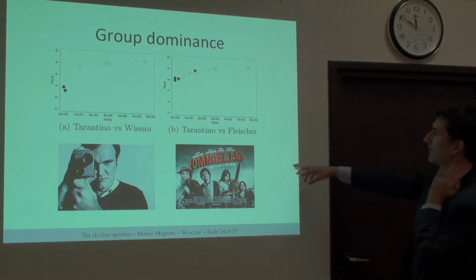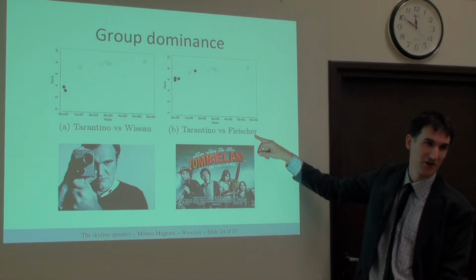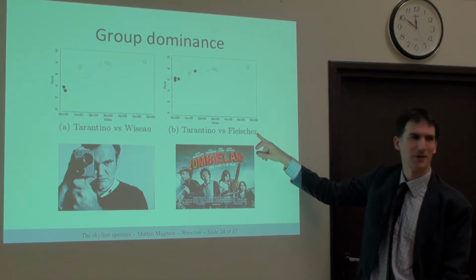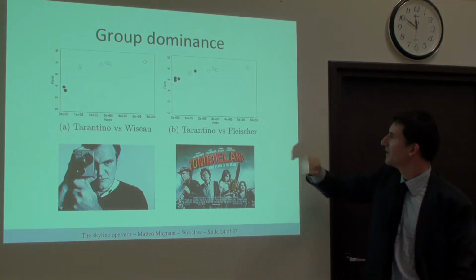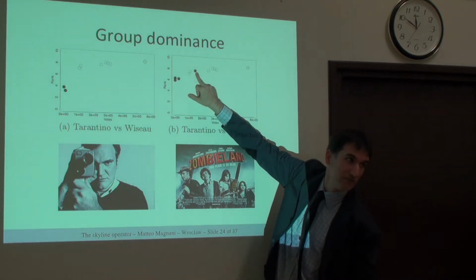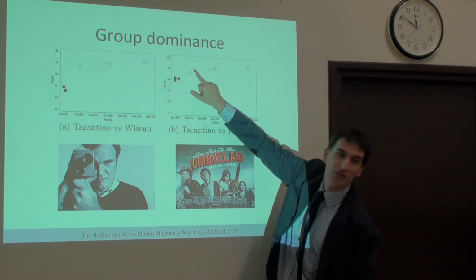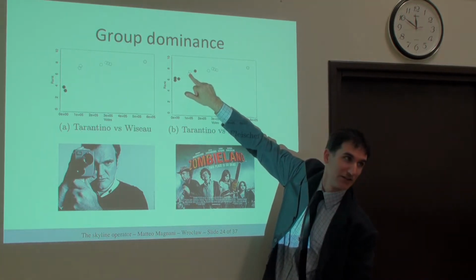So this is another director called Fleischer. I don't know if I'm pronouncing it correctly. Maybe it's American, so Fleischer. This reminds me of Frankenstein Jr., no? I don't know if you have seen the movie, maybe not. Anyway, you can see that again, in general, Tarantino movies are better, but there is one specific movie from this director that is better than some of Tarantino's ones.